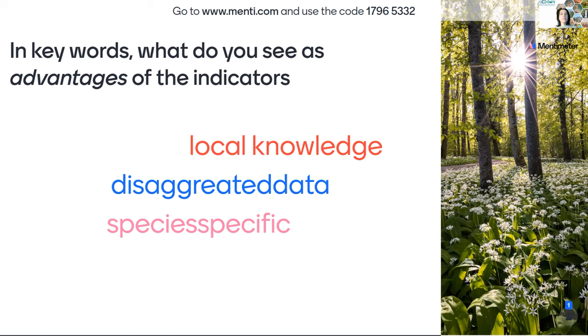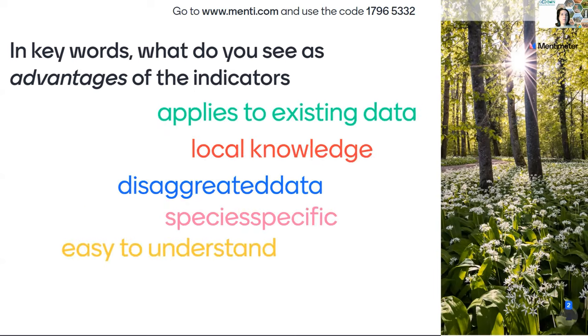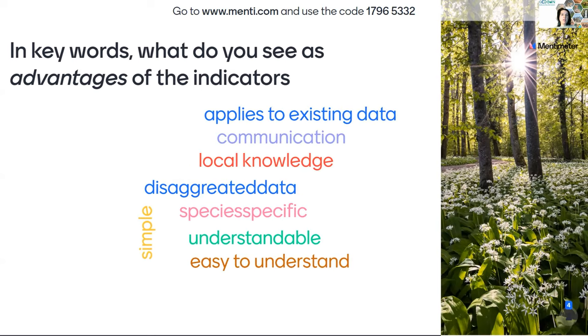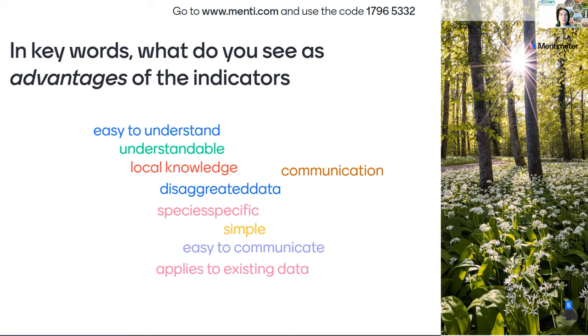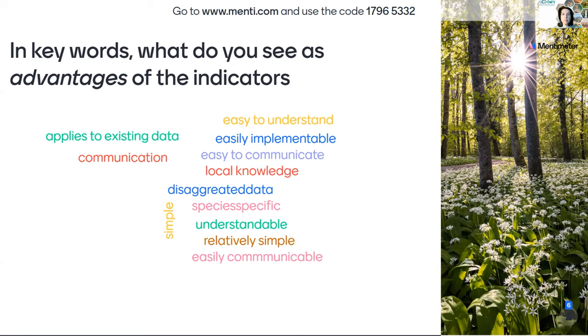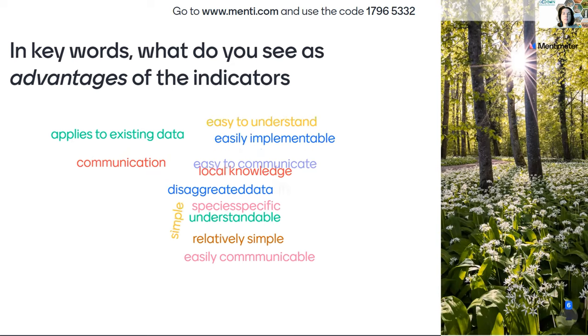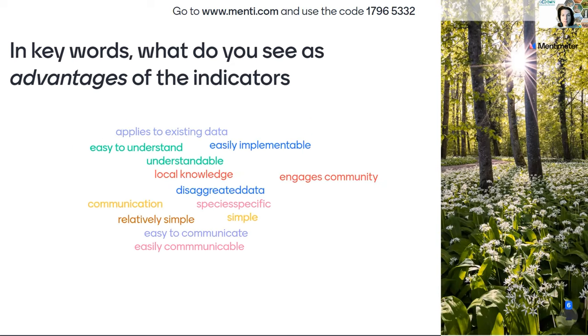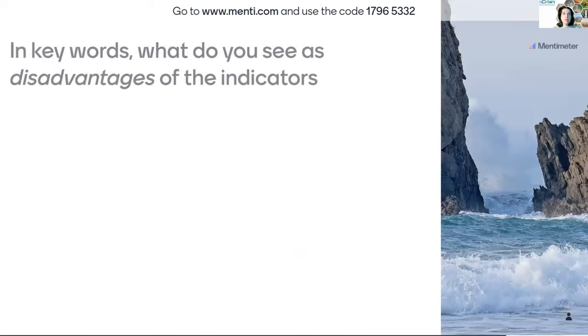Okay, so some advantages: local knowledge, disaggregated data, species specific. Okay. Applies to existing data, easy to understand, simple, local knowledge. Great, this is all very helpful. Understandable. Okay, and with that, we have one last question to ask you, and that's the flip side of that.